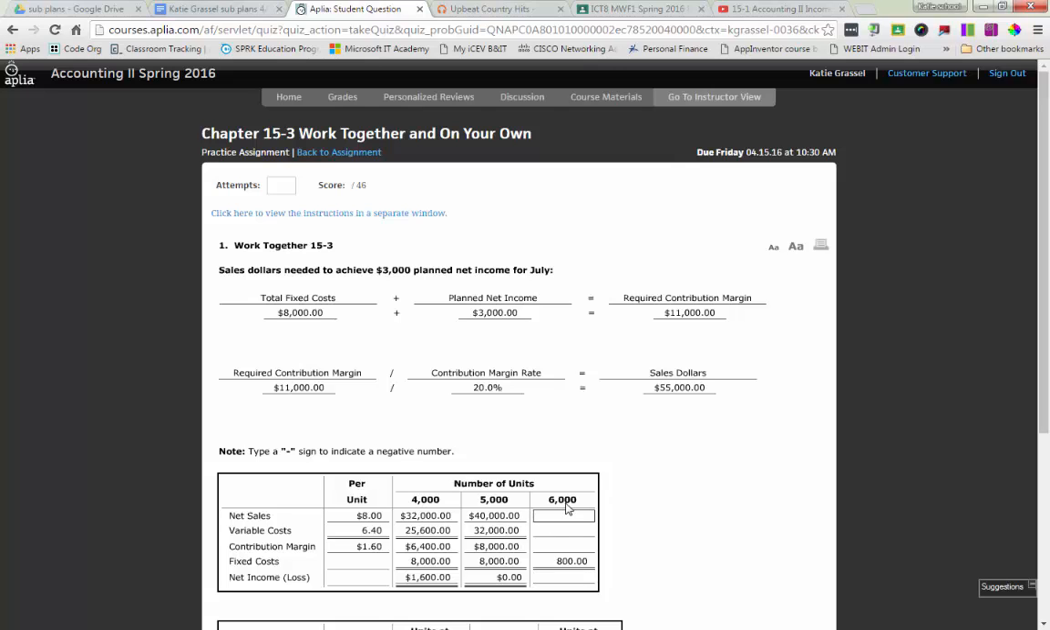So now let's see what we're at here for 6,000 units. 6,000 units times $8 is going to give me 48,000. 6,000 times 6.40 is going to give me 38,400. Do the math, 9,600. Again, going down. Here we have 9,600 minus 8,000, not 800, and I will have a net income of 1,600. So taking a look at that, 6,000 units would give me a net income of $1,600. That does not get me to my planned income there.